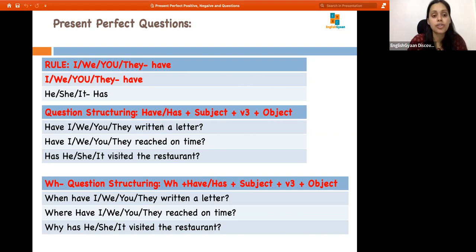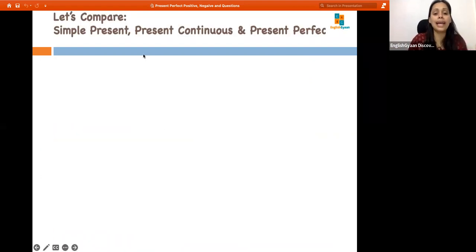V3. So now let's compare. I'm going to compare simple present, present continuous, and present perfect. Because present perfect is divided into 4 parts, correct? So let's compare first 3. Simple present, present continuous, present perfect.